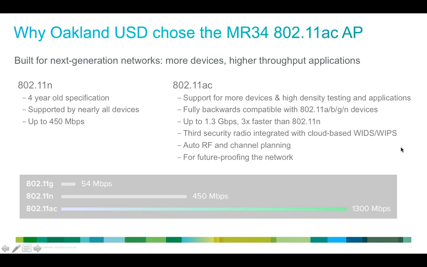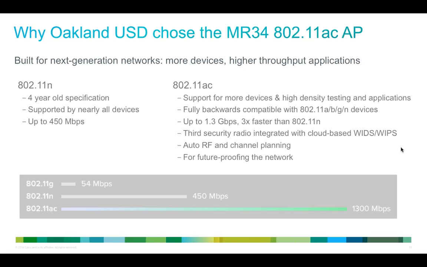Oakland USD chose the MR34 because it's designed for next generation networks, and in particular for more devices and high throughput applications. If we just look at 802.11n as it compares to the new standard 802.11ac, 802.11n is very familiar to everyone. It's supported by nearly all devices. It's a few years old now. It does support up to 450 megabits per second. On the other hand, 802.11ac has fully backwards compatible operation with the legacy standards like 11n and even older standards, but it's up to 3 times faster than 802.11n.